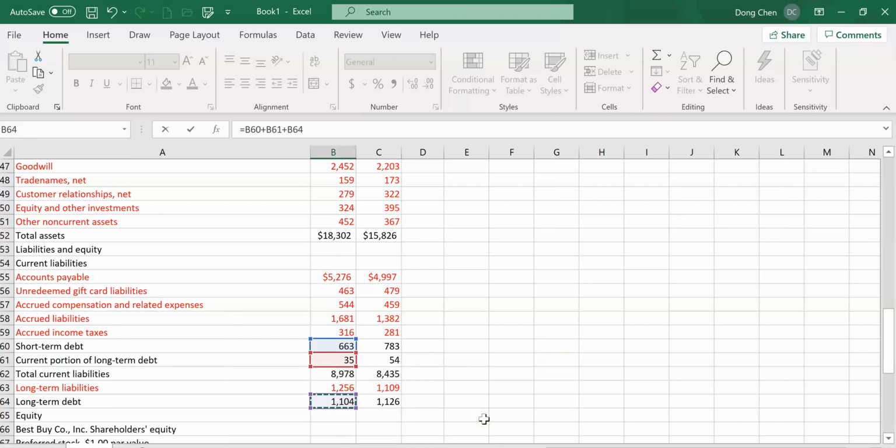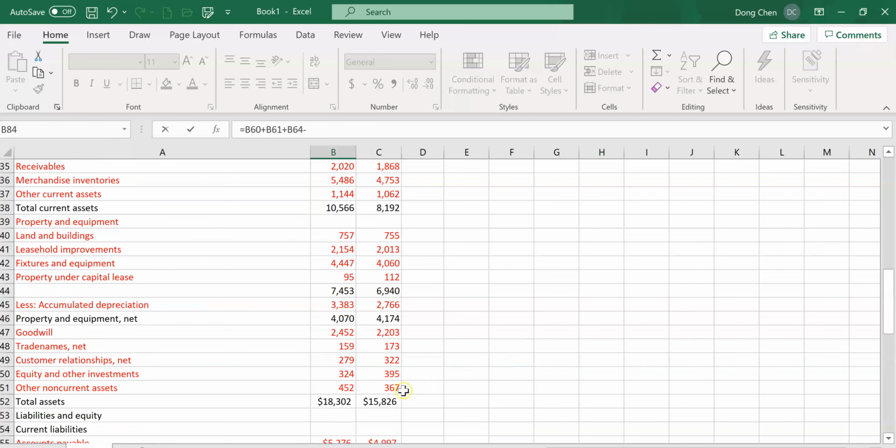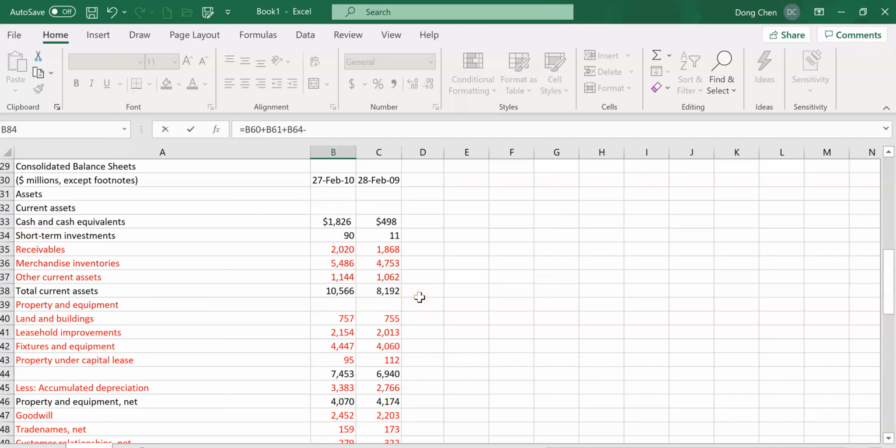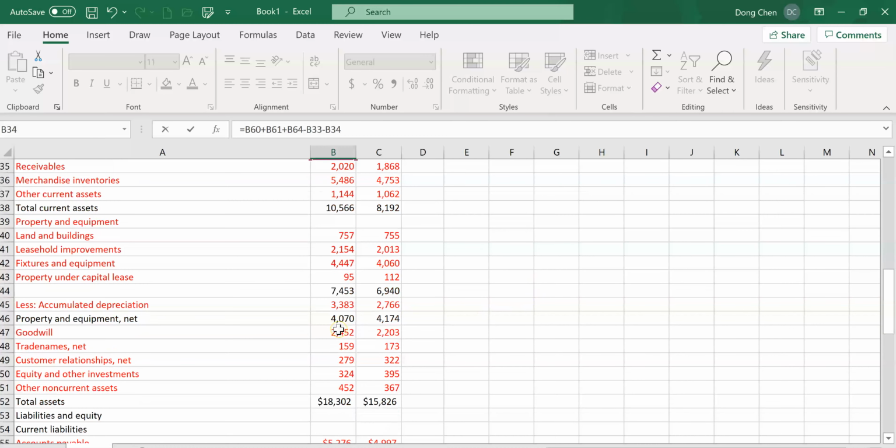So we are done with the liability side of the non-operating items, and then we subtract the asset side, all the non-operating asset items. So that means we should subtract the cash and equivalents, and then subtract the short-term investments. I guess those two are the only non-operating assets.